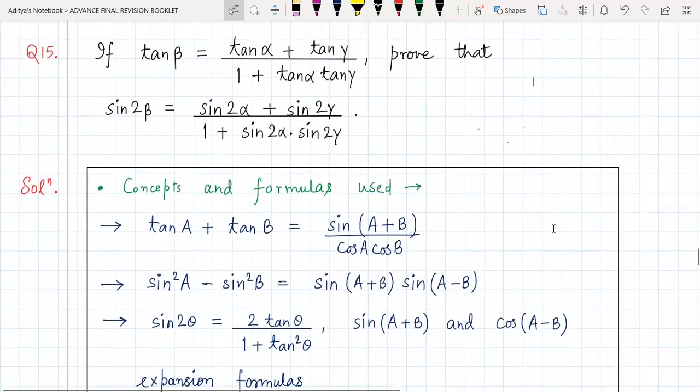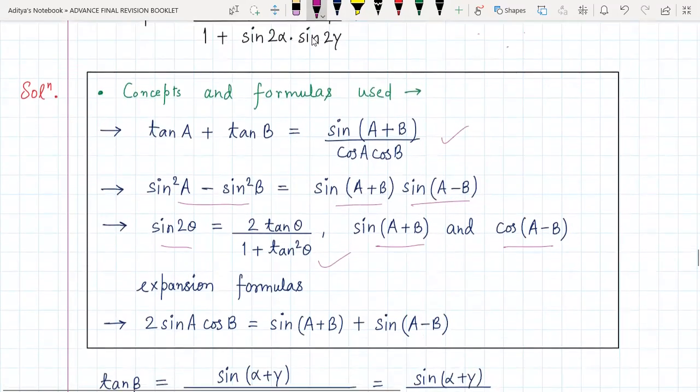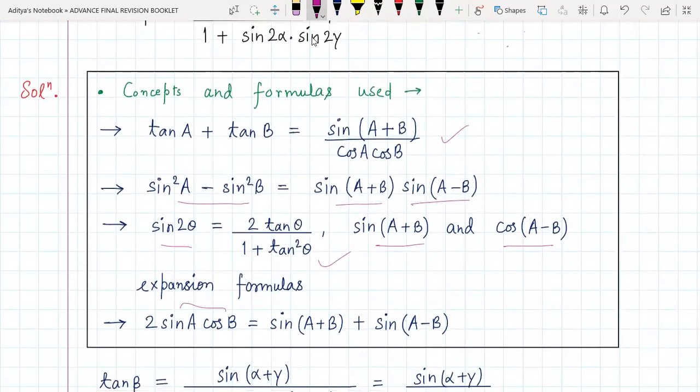We are going to be using very basic identities like tan A plus tan B is equal to sine of A plus B upon cos A cos B. Sine square A minus sine square B is equal to sine of A plus B into sine of A minus B. Sine 2 theta we should know in terms of tan theta. Expansion formulas of sine of A plus B and cos of A minus B we should be aware of, and the product to sum transformation formula we should also know.